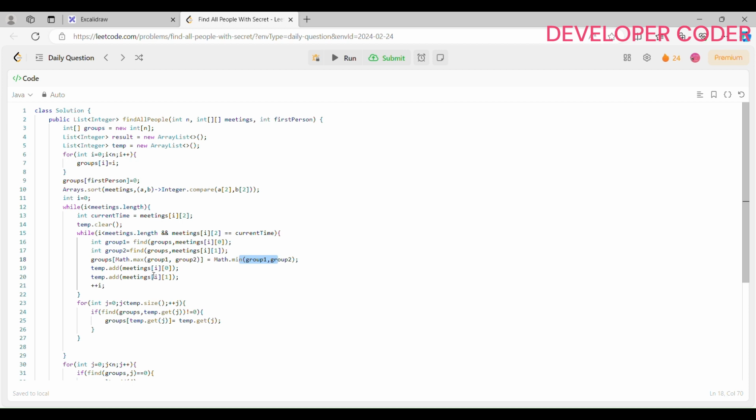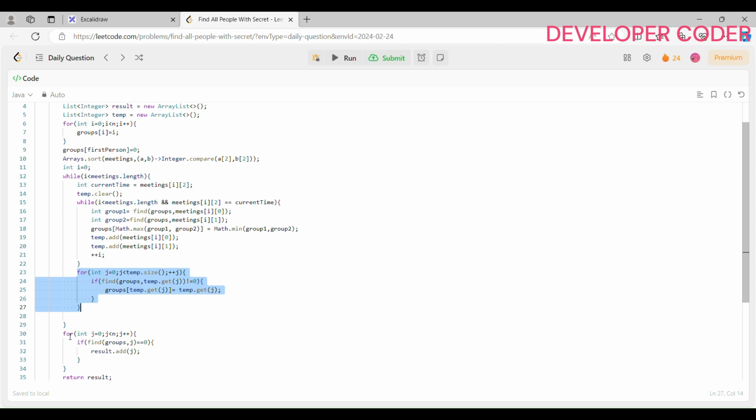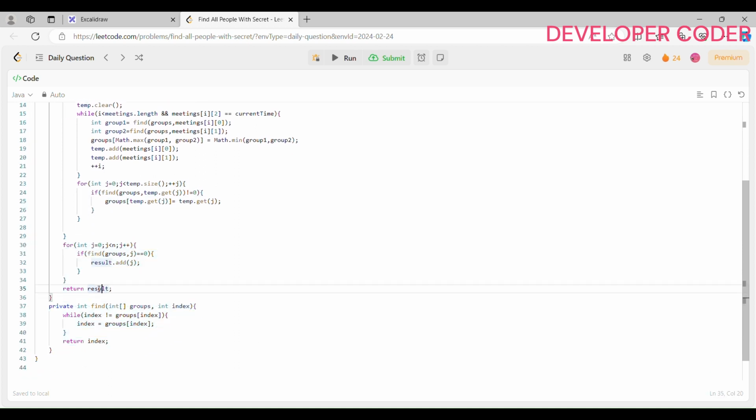Okay, then in the temporary list I am going to store, because this while loop is going to run until meetings of i index 2 is equal to current time. So if the next meeting has the current time, then only this loop is going to be executed again and again. So in the end, once this while loop is completed, this is going to run. In this loop I am going to update my groups. Okay, so if a person knows a secret, then I am assigning that person to the same group as 0. And in the end, all the persons who are in group 0, I am going to add to the result list, and I am returning the list.